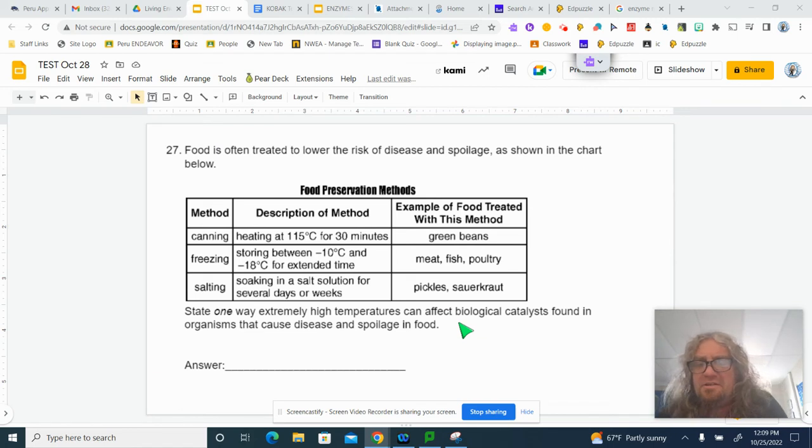Now we have the constructed response part of our test, where you're going to type in your answers. You want to use sentences, of course.